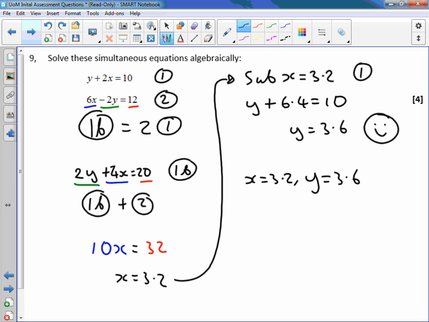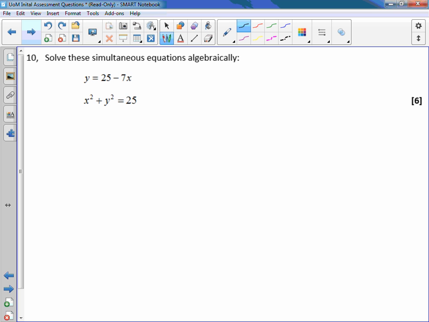Okay, so moving on to, I think, our final question. So, another pair of simultaneous equations, this time a non-linear one. We've got a straight line, y equals 25 minus 7x, and a circle, x squared plus y squared equals 25. So let's have a quick look at what that would look like.